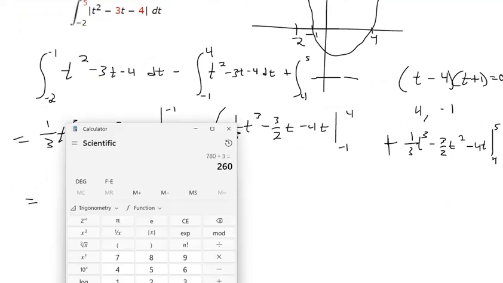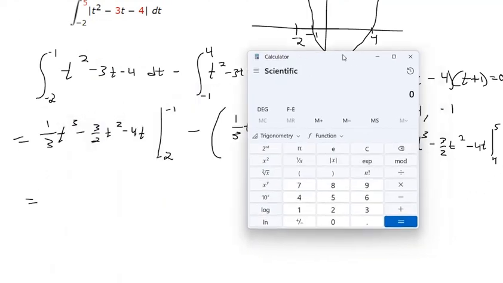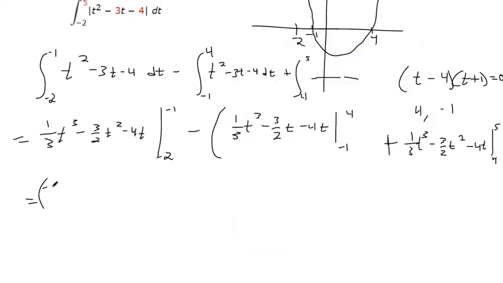Okay, so that's a lot of plugging in. I'll do some of it for you. We'll plug in negative 1 to this first one. Negative 1 to the third is negative 1. So this is negative 1/3 because it's negative 1 times 1/3. And then here, negative 1 squared is positive 1, so subtract the 3/2. And then this is going to be positive 4.